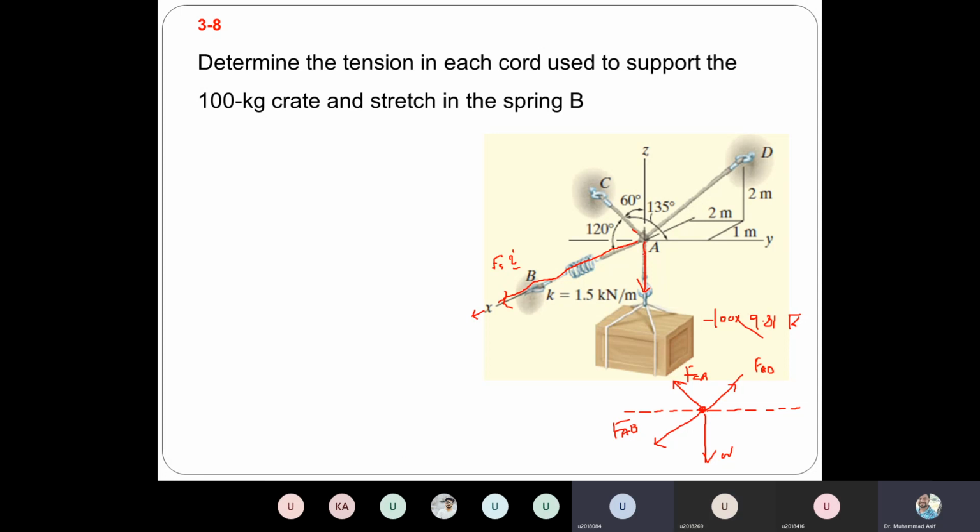So come back to this problem. That means you can see weight is known. Weight is equal to 100 times 9.81. The remaining three forces are unknown. So we need to calculate these forces.